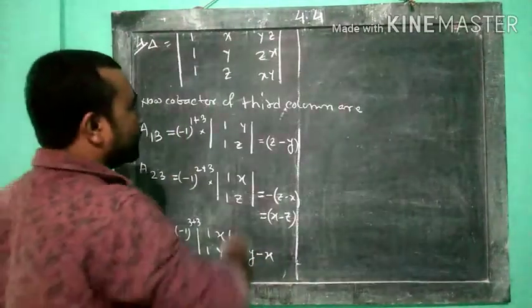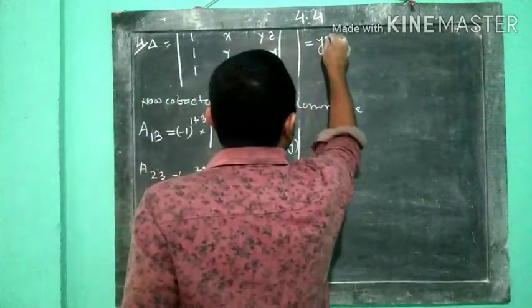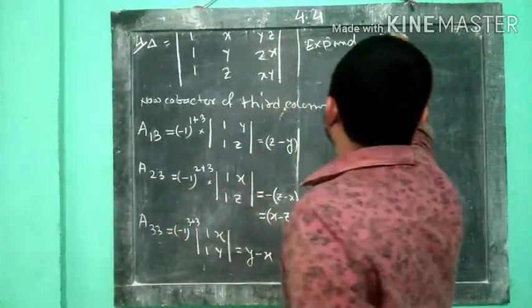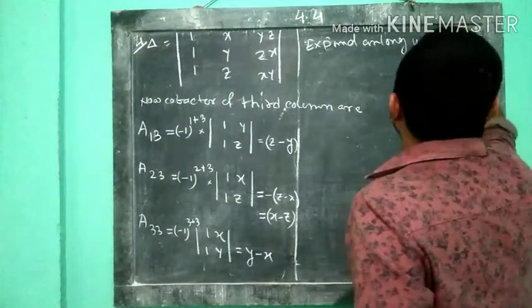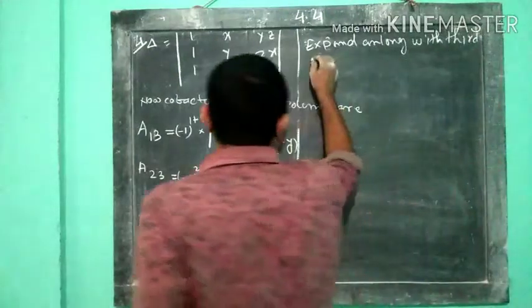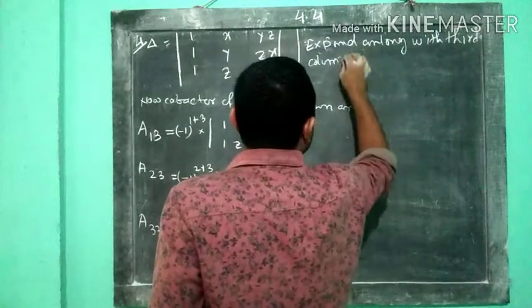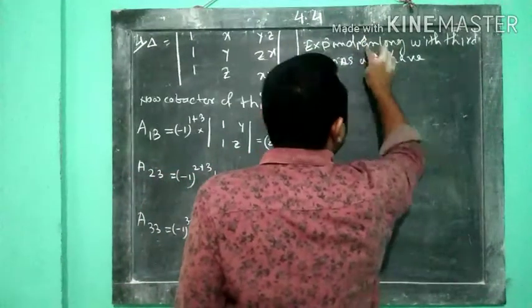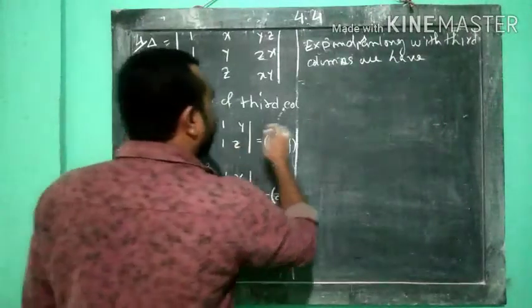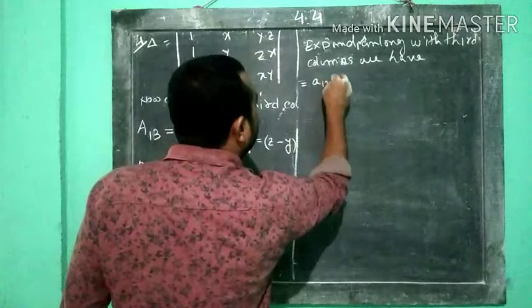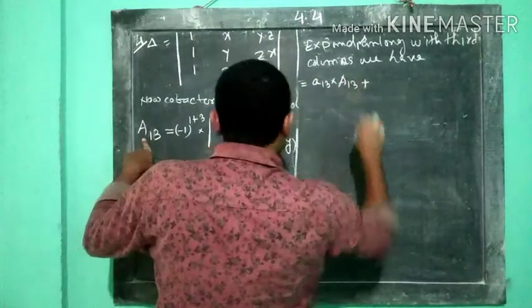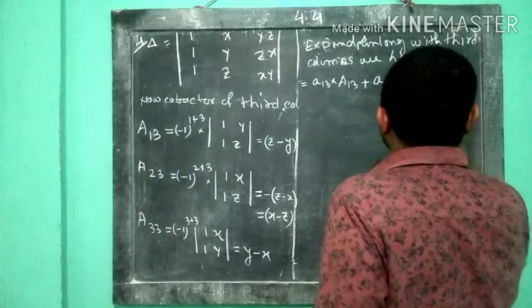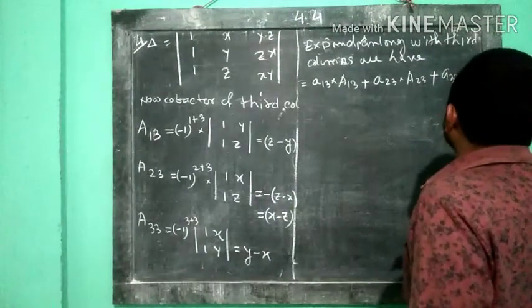Now expanding along the third column, we have delta equal to a13 into capital A13, plus a23 into capital A23, plus a33 into capital A33.